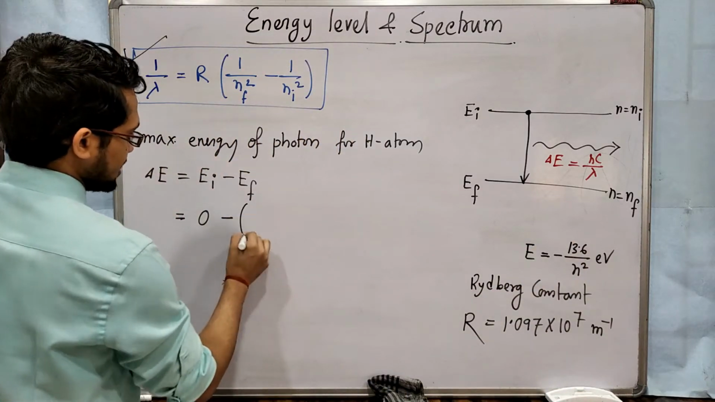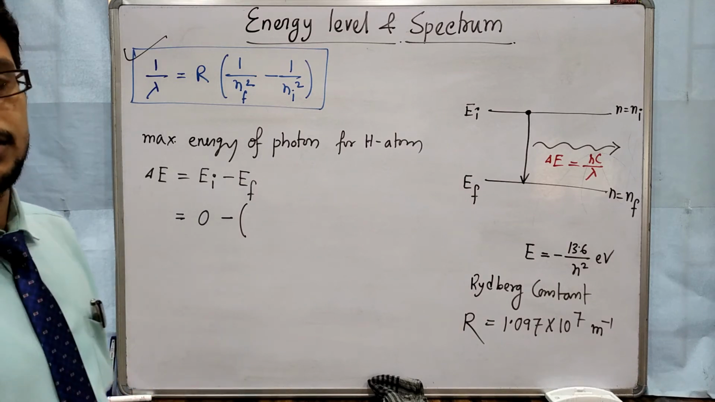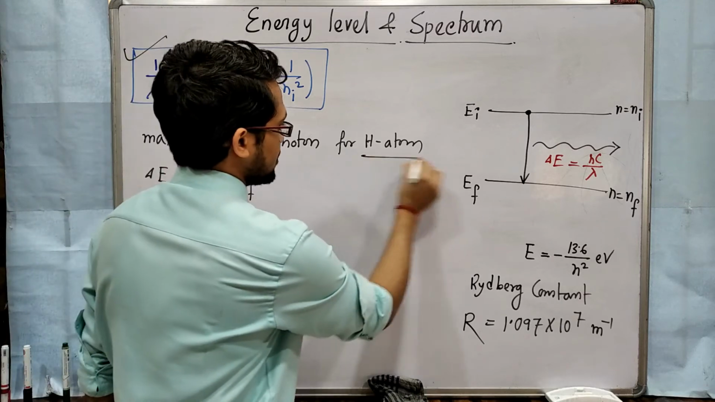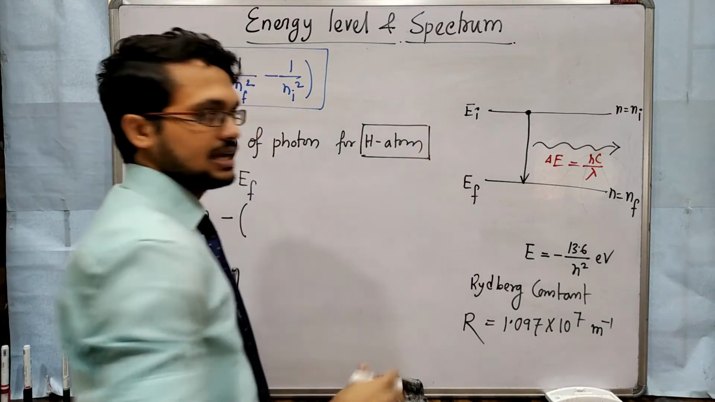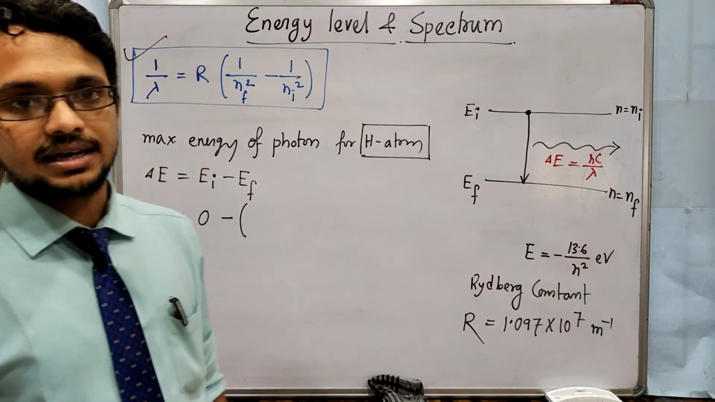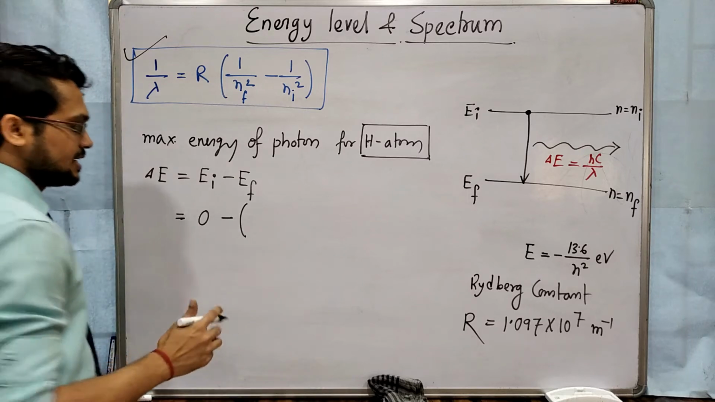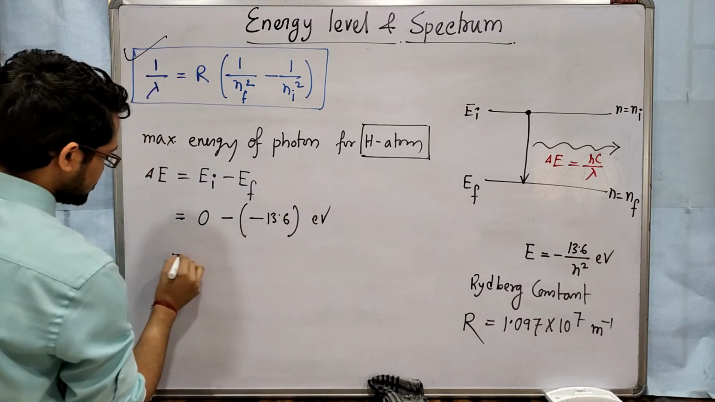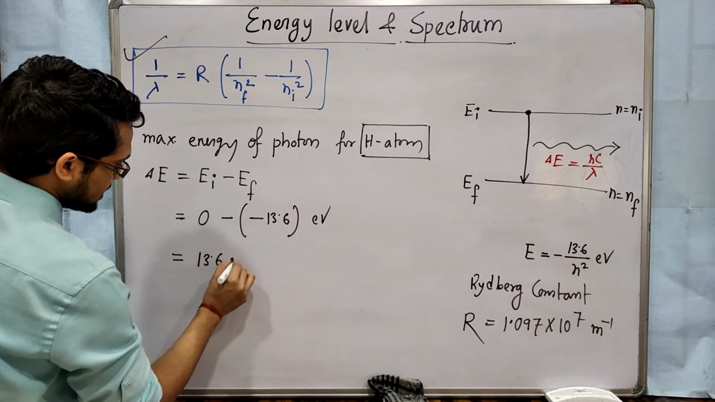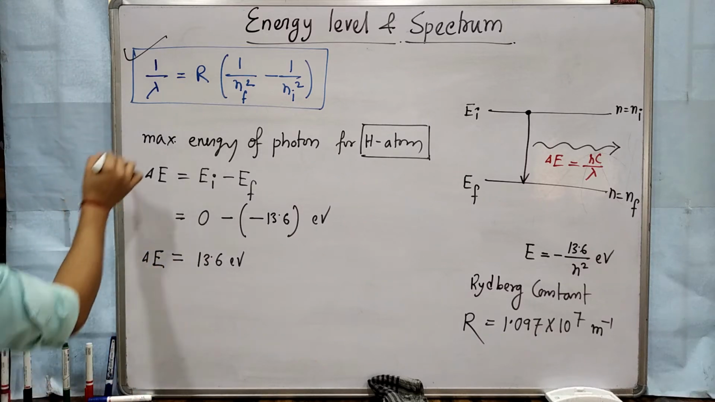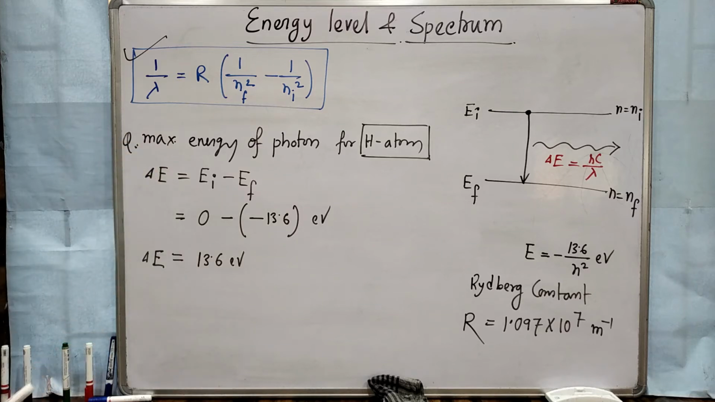Minus E final. Final means where it is coming to: the ground state, n equal to 1, because for the hydrogen atom we get only one electron, and that electron resides at n equal to 1, the ground state. So E final will be minus 13.6 electron volt, and the maximum energy will be 13.6 electron volt. This is the maximum energy of a photon for the hydrogen atom.